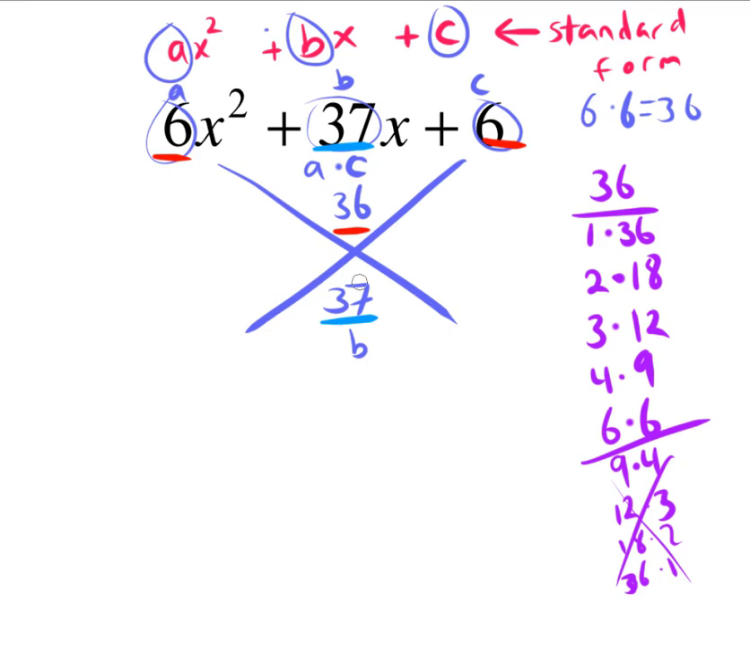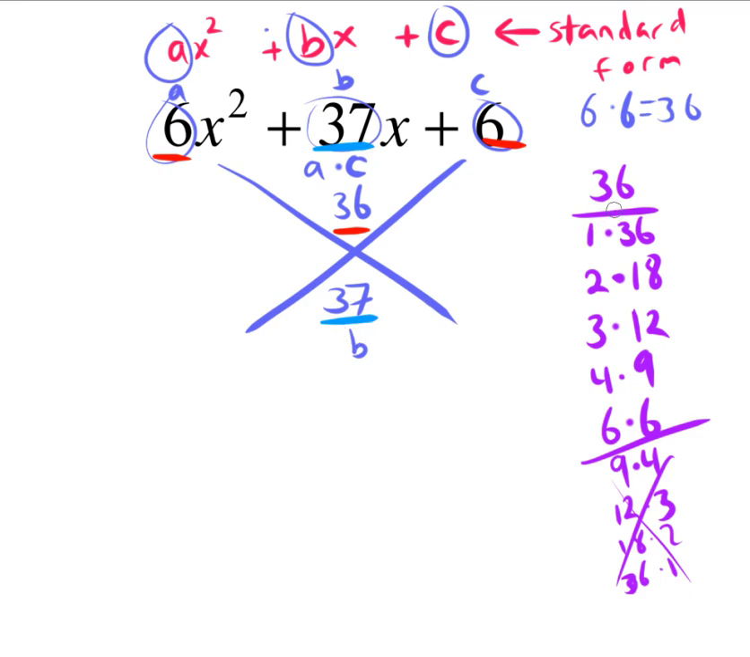So what I'm going to do now is look at this and look for two of these numbers. These are all my factor pairs. I'm looking for two numbers on the same line that add to give me 37. Well, 6 plus 6 would equal 12, right? So that doesn't work. How about 4 plus 9? 4 plus 9 is 13. No. 3 plus 12 is 15. 2 plus 18 is 20. 1 plus 36 is 37.